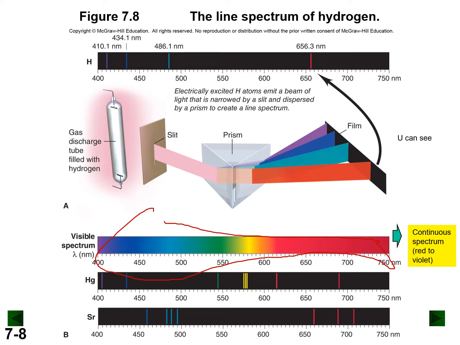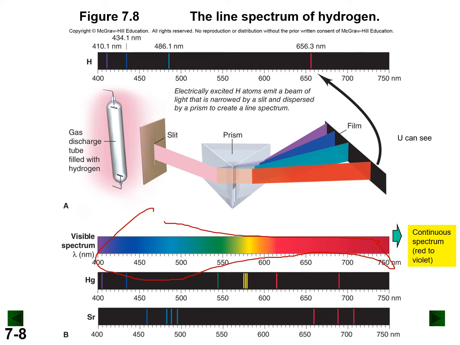There is no gap between the colors, and you can see the continuous spectrum from red to violet. All these colors are continuous because you see them next to each other.